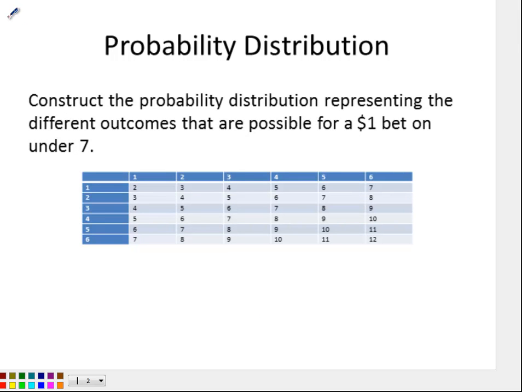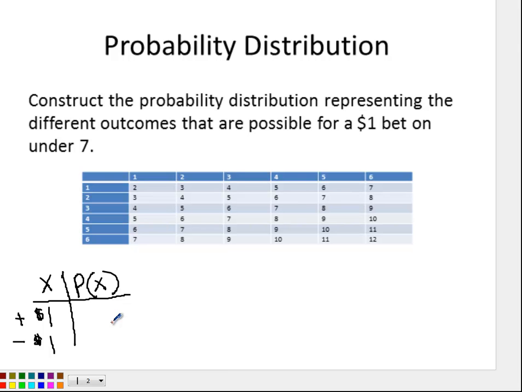So we're going to construct a probability distribution table representing the different outcomes that are possible for a $1 bet on under 7. So, get a pen out. I'm going to make a table. It's going to be a small table because we're only looking at what happens if you bet $1. So you can either win or you can lose. If you win, you're up $1. And if you lose, you're down $1.